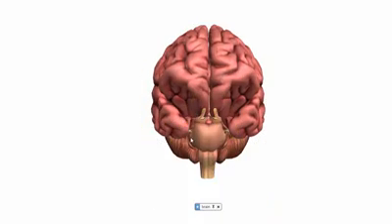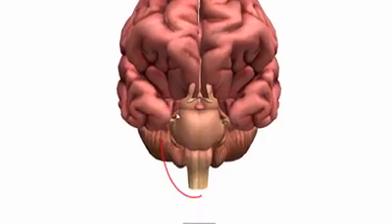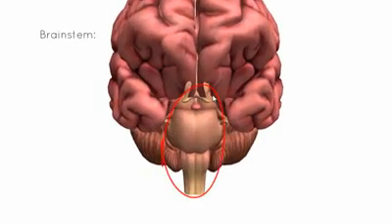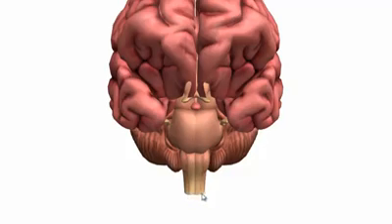I've just removed some of the nerves to make it a bit clearer. So the brainstem is this bit here, and it consists of three parts. You've got the medulla oblongata, the pons, and the midbrain. The medulla oblongata is this bit here, which is most distal or most inferior, and it starts at the end of the pons and it ends where the spinal cord begins.